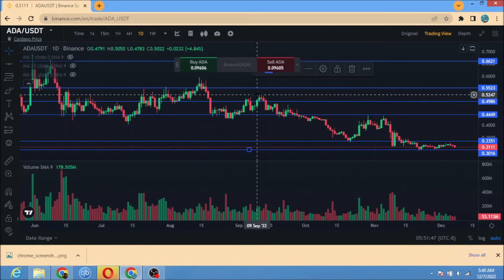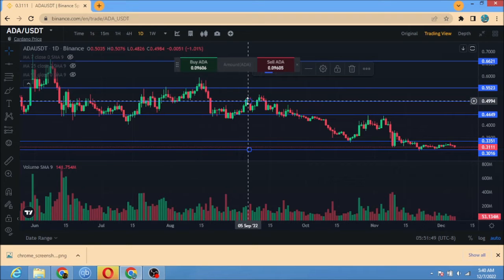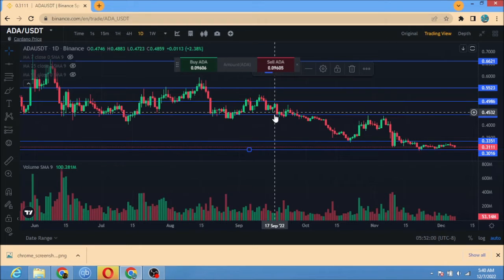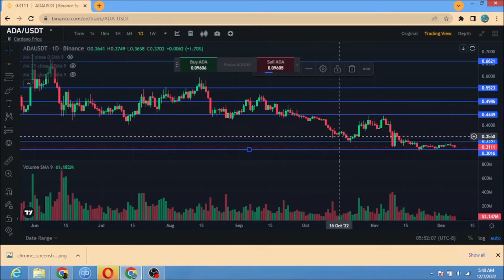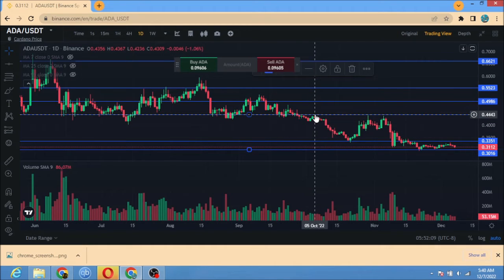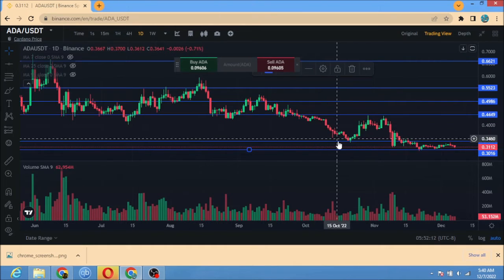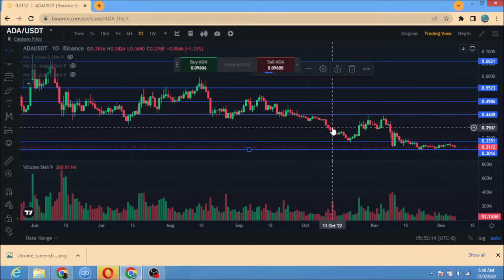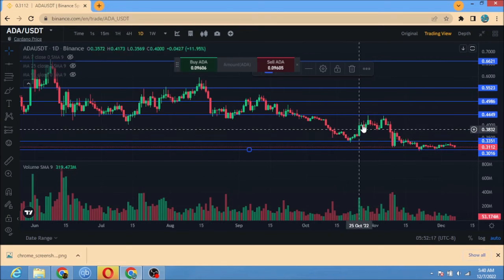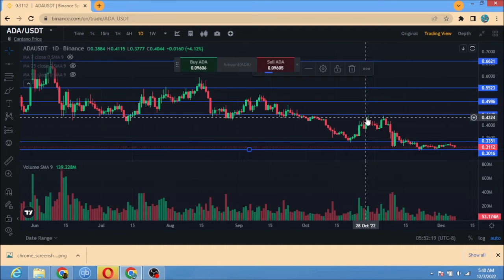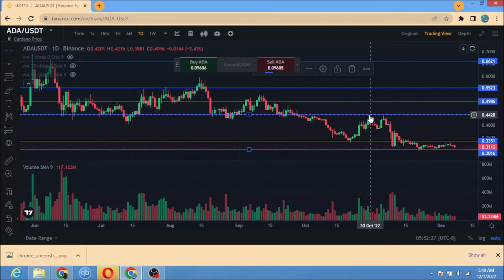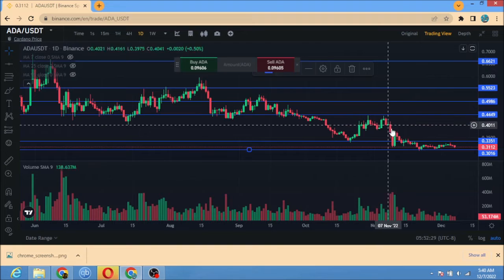Once it moved upwards and reached here, this one became our resistance. But once it broke it, this one became our support, and it supported our chart and it moved upwards. Once it moved upwards, you can see that it failed to touch this line. This line became a resistance to the chart, and the chart started to move downwards.